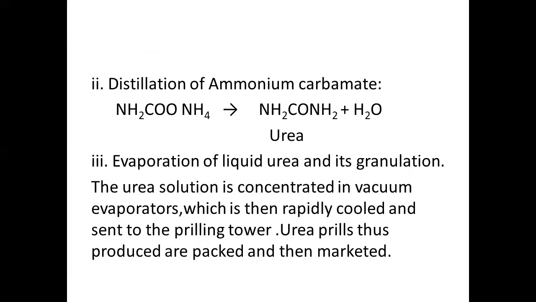The urea solution is concentrated in a vacuum evaporator where all the water will evaporate out. It is then rapidly cooled and sent to a tower called the prilling tower. Urea prills are packed and then marketed. So the solution of urea, after passing through the evaporator, loses all its water. The urea will be left behind. That urea is then cooled and passed to the prilling tower where prills or grains of urea are formed, and then they are stored and marketed.